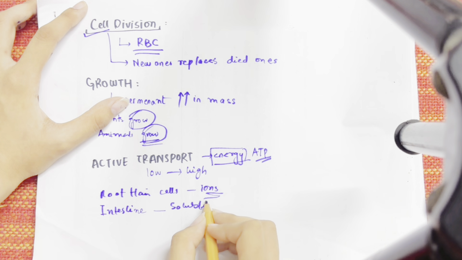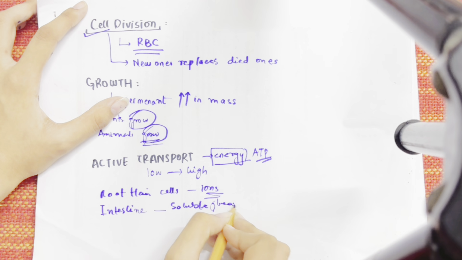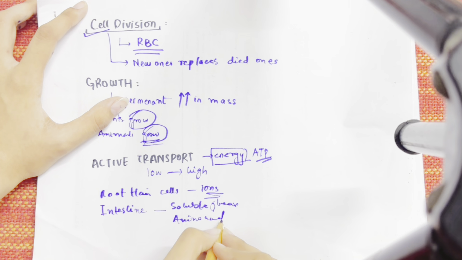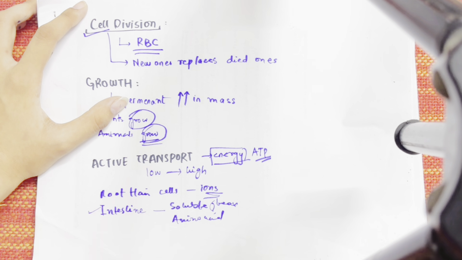So when you talk about soluble substances, you can take the example of soluble glucose, or you can talk about the amino acids that are very commonly taken up from the intestine into the blood of the human body. So these are two very common examples of active transport.